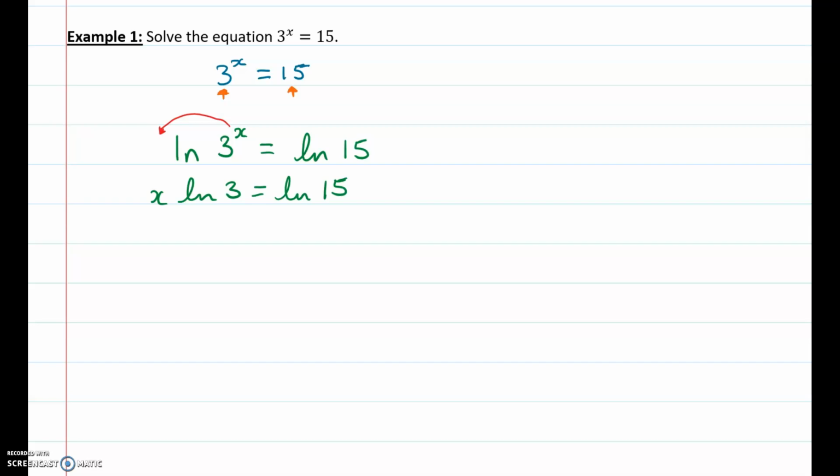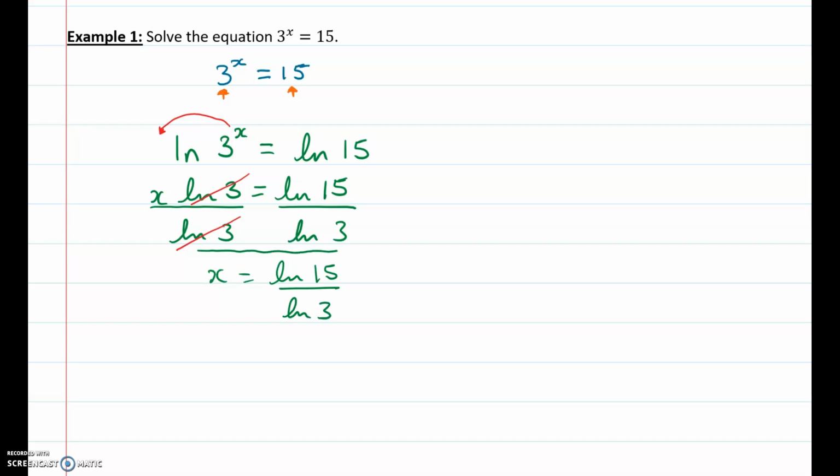And then if we want to get the x on its own, we just divide both sides by the log of 3. Because if we divide this by the log of 3, that'll leave x on its own. So let's divide both sides by the log of 3. And what happens on the left is the log of 3's cancel, so that just leaves you with x is equal to the log of 15 divided by the log of 3. And that's the correct answer.